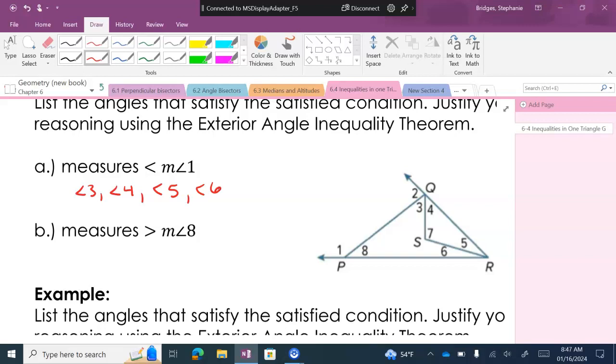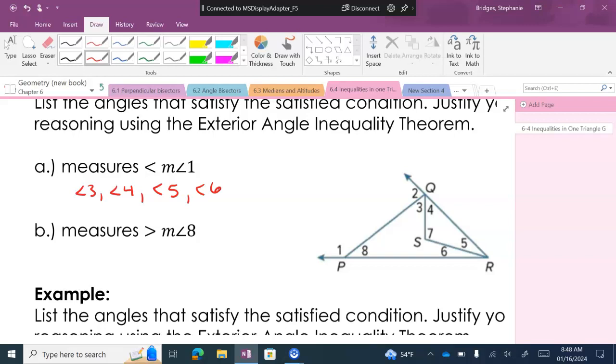All right, the next one says a measure that is greater than angle 8. Where is angle 8? Inside my triangle or outside my triangle? Inside. So what I want to know is which angle is this a remote interior angle to? Okay, first of all, how many exterior angles do you see in my picture? 2. What numbers are they? 1 and 2. Okay. Now, although it looks like angle 1 is bigger than 8, I don't have enough information to say 1 is bigger than 8 because they're right next to each other.